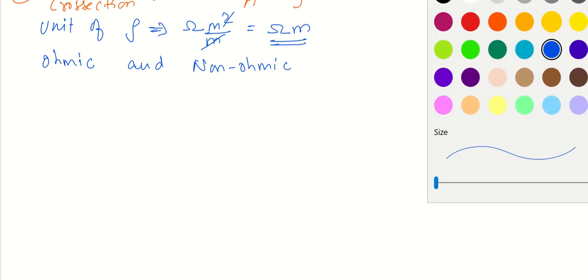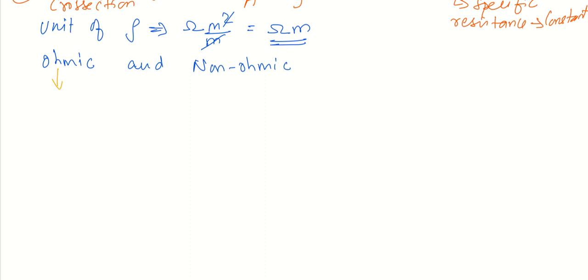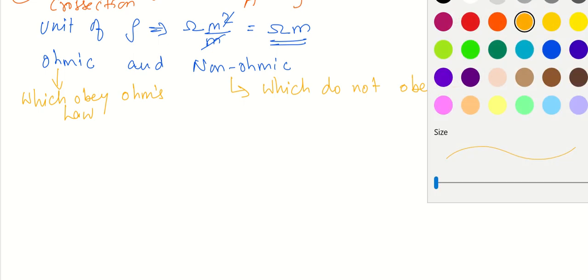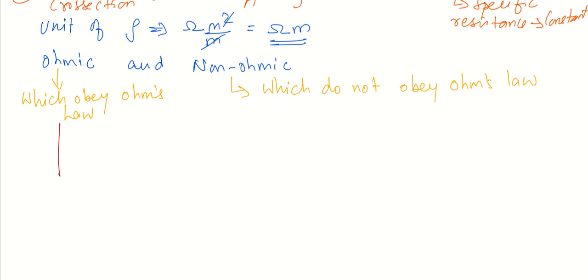So what exactly are these now? Ohmic are the ones which obey Ohm's law, and non-ohmic are the ones which do not obey Ohm's law. Now if you see the diagram, in this case the graph between V and I will be a straight line, whereas in this case between V and I may not be a straight line.